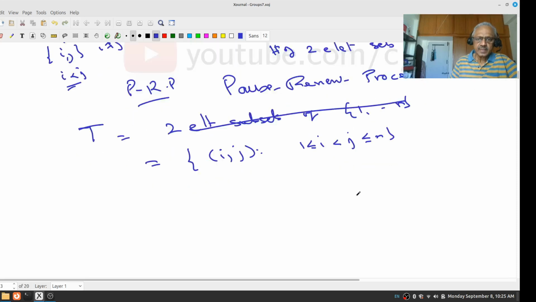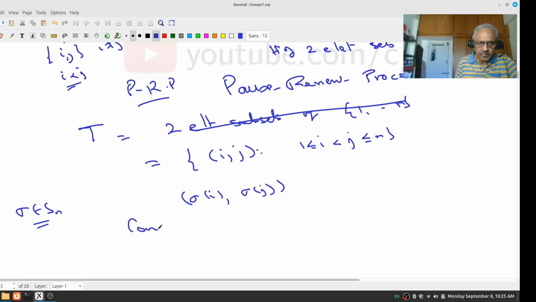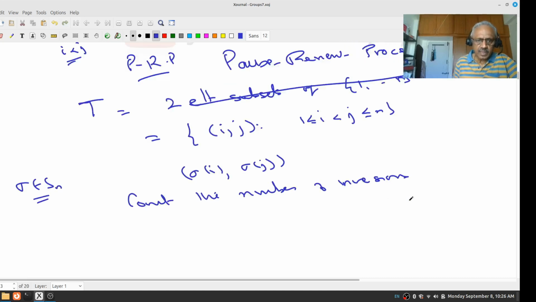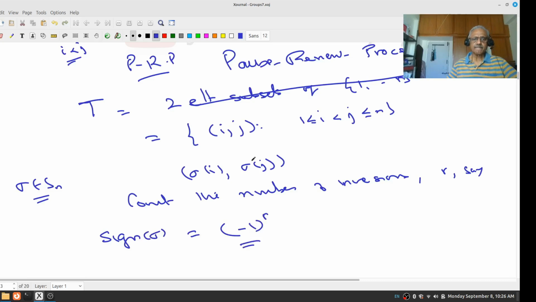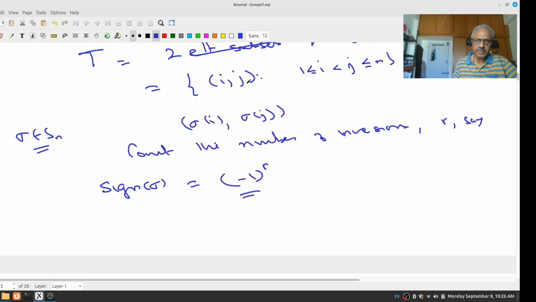Then let sigma be in Sn. For each i and j, you look at what happens to sigma i comma sigma j and count the number of inversions. Call it R. Then I define the sign of the permutation, sign of sigma equals minus 1 to the power R. Pause, review, proceed.